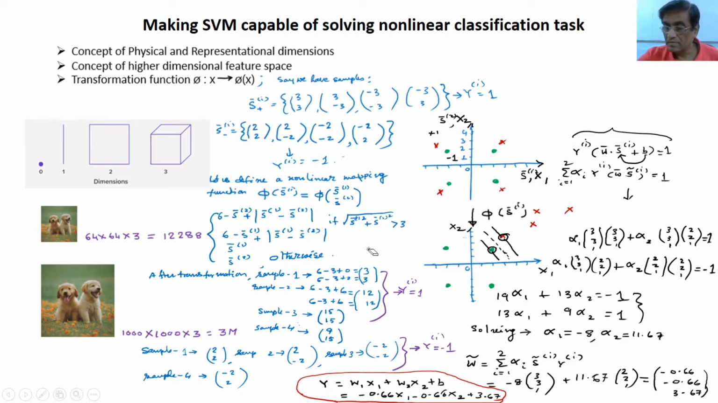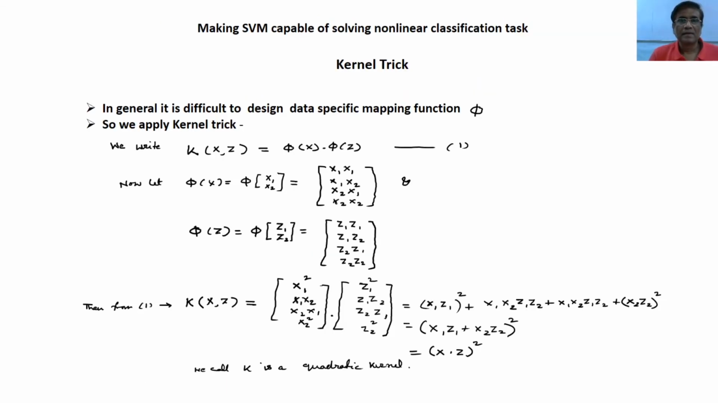It's a deep problem, because this is a simple toy problem, okay, and somebody has devised the mapping function like this and it worked. So in general, designing this mapping function is very cumbersome, okay, and that's why we need to make some trick, which is known as the kernel trick. So what is the trick we will do? I am going to tell you now.